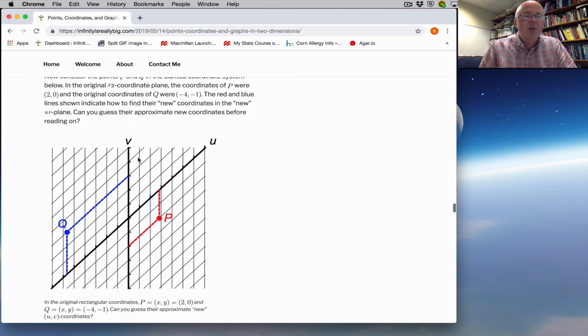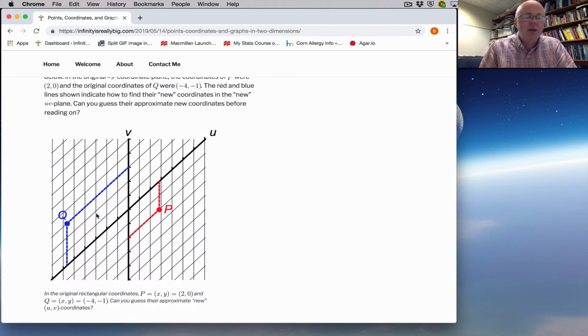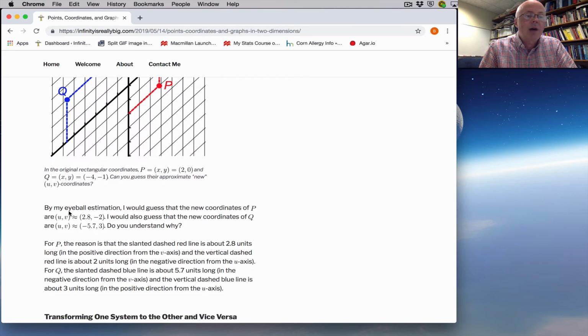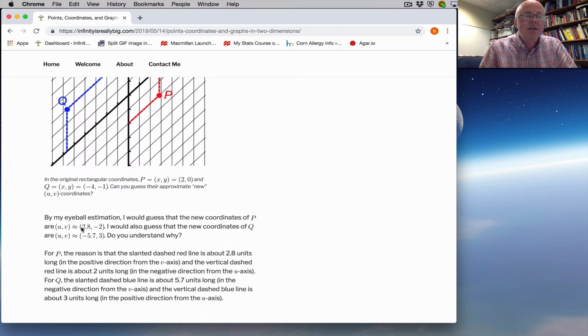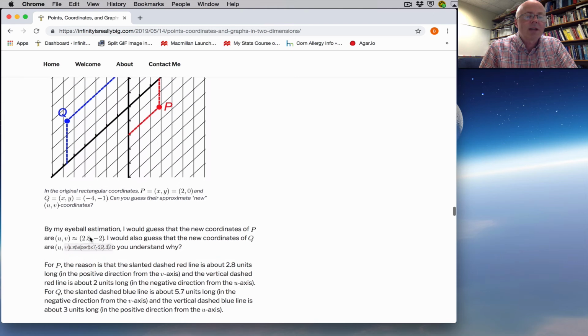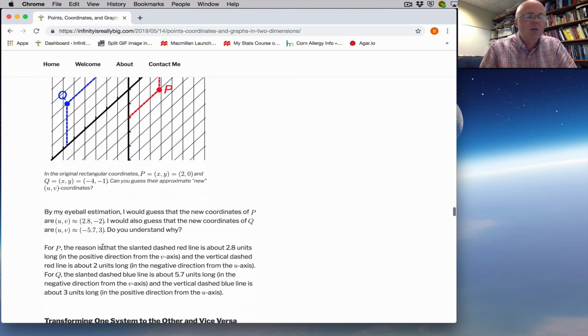Okay, we can eyeball it for ones that are not exactly on those lines. P and Q here, I'm estimating, the original rectangular coordinates of P are (2, 0), and the original rectangular coordinates of Q are (-4, -1). You don't see the x-axis in here, but it would be about here. What are the new slanted coordinates? Hopefully you could estimate them from this picture. And here's how I'm estimating them. P would be about u equals 2.8 and v equals -2. And then Q would have slanted coordinates u equals about -5.7 and v equals 3. Okay, make sure you understand why.